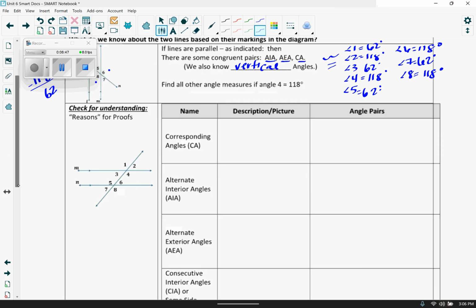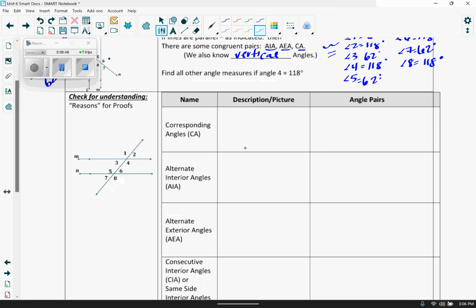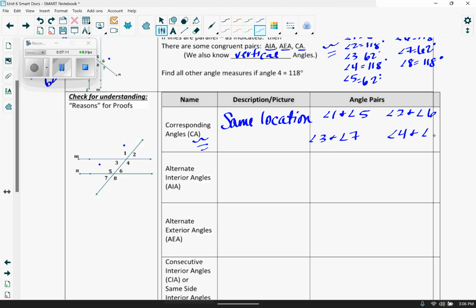So I know we're going to do a little bit of repetition here, but corresponding angles are going to be in the same location. So like upper right, they are going to be congruent. Angle pairs that are going to be corresponding would be like angle 1 and angle 5, angle 2 and angle 6, angle 3 and angle 7, angle 4 and angle 8.